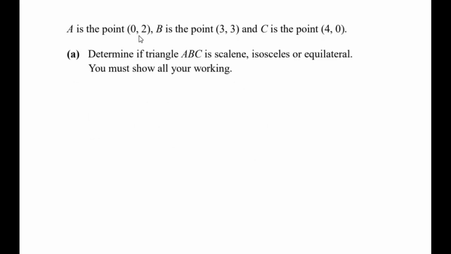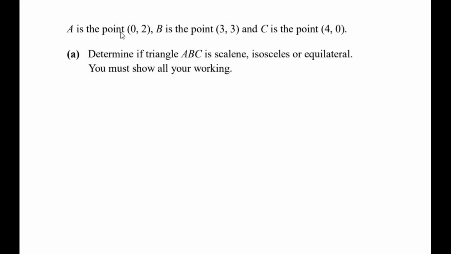A is the point 0, 2, B is the point 3, 3 and C is the point 4, 0. Determine if triangle ABC is scalene, isosceles or equilateral. You must show all your working. So here we can see that 3 points are given and the coordinate of each point is also mentioned.